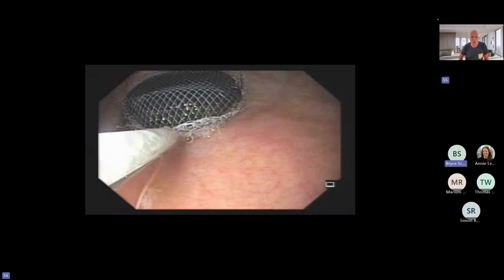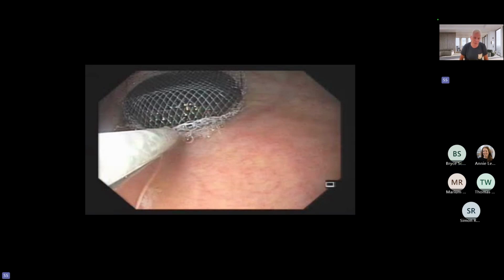So you're grabbing a foreign body in the stomach. Where do you have to pull it through? Through the lower esophageal sphincter. Is the lower esophageal sphincter normally open or closed? It's normally closed.